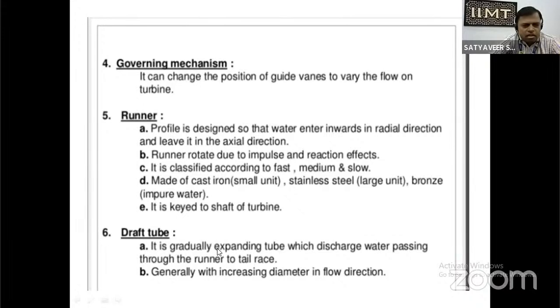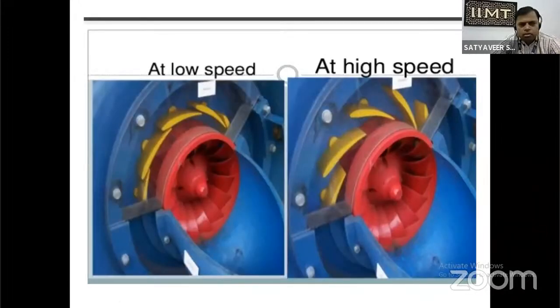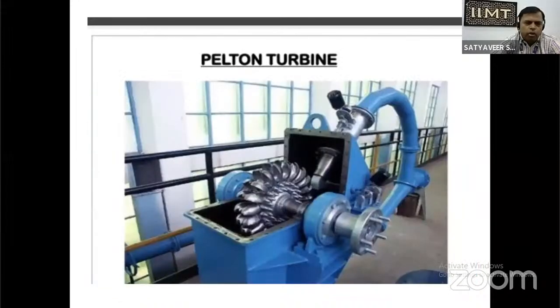Okay. Next is the draft tube. What is the function of the draft tube? It is generally an expanding tube which discharges water passing through the runner to the tail race, generally with increasing diameter in the direction of flow. So the draft tube is basically an increasing-diameter tube, and it is of 4 types generally used in industry. If you talk about further classification, we can say low speed and high speed turbines, based on the design.